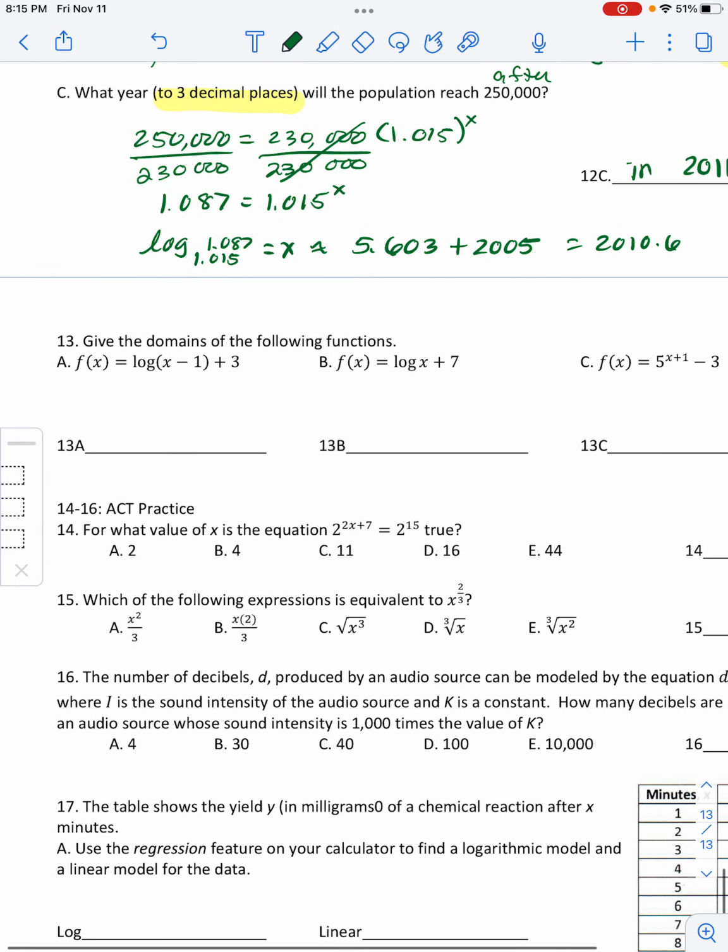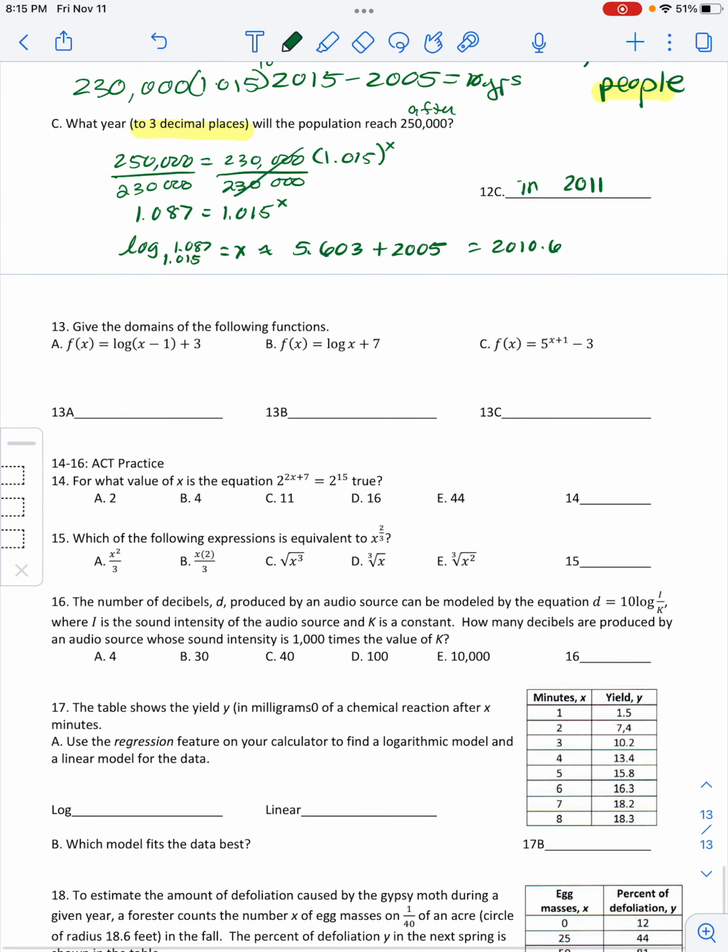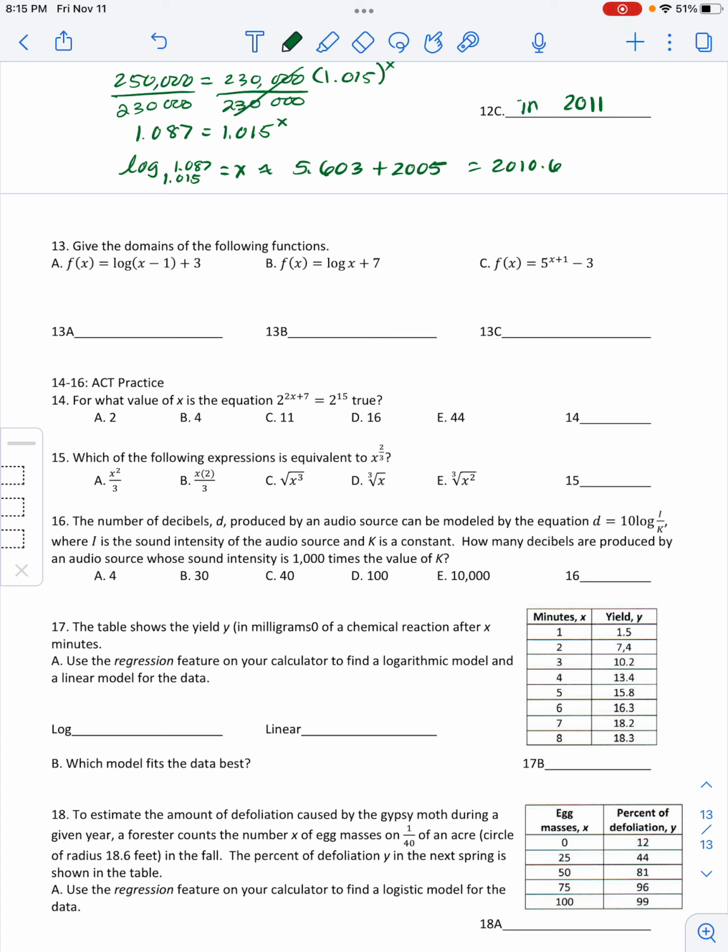Okay. I guess I'll go through a couple of these. Is there ACT on there? No. The idea of the ACT practice is to give you an idea of what it looks like when they ask ACT questions.